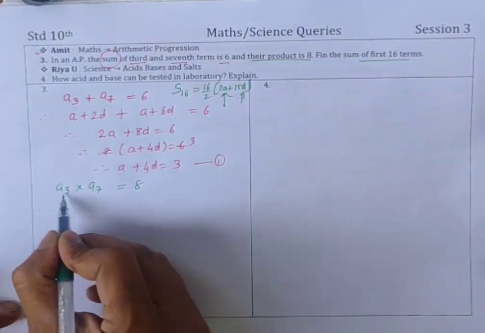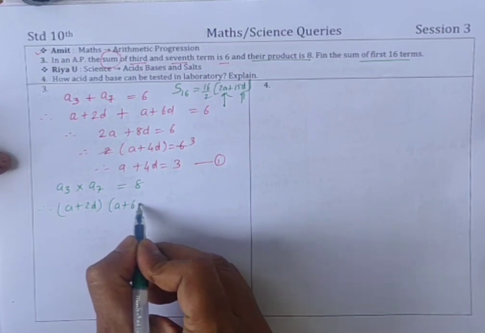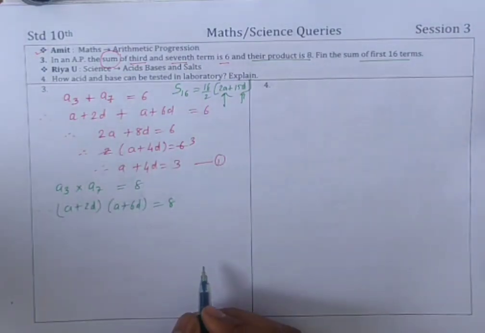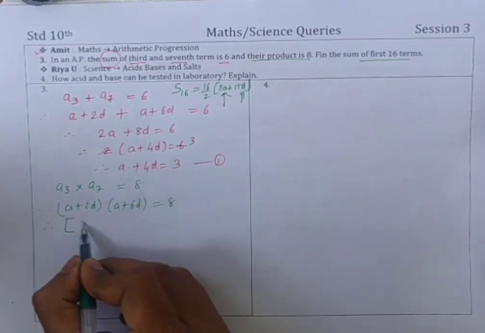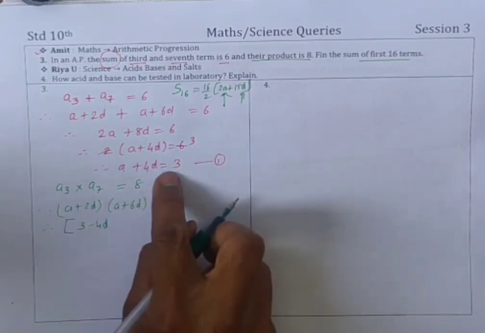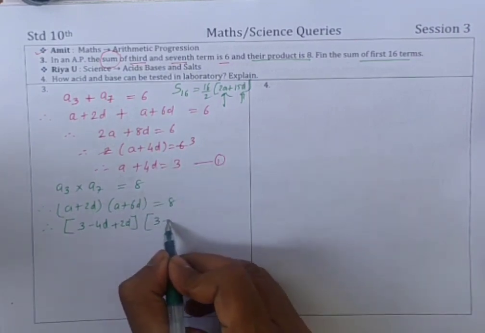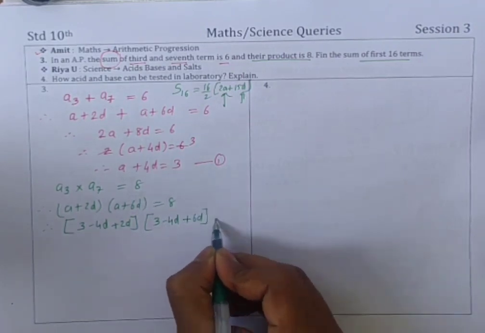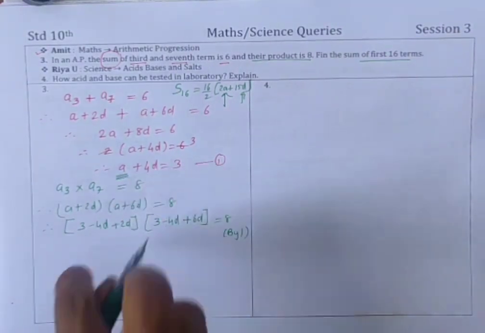मिल जाएगा. देखते हैं. What is third term? A plus 2D. What is the next term into A plus 6D? That is equal to 8. Alright. Now children, अब क्या करोगे? तकलीफ तो है, right? Put the value of A from here. What is A? 3 minus 4D, right? A की वैल्यू from 1 और आगे है plus 2D into A की वैल्यू 3 minus 4D, right? And plus 6D, that is equal to 8 by 1. We have substituted the value of A, 3 minus 4D, in this equation.